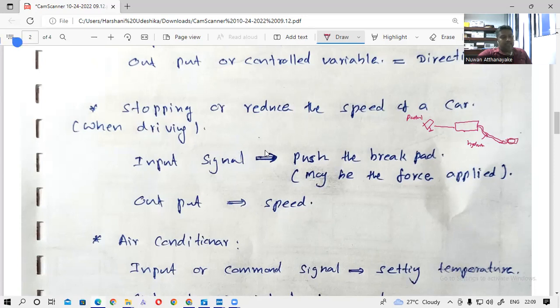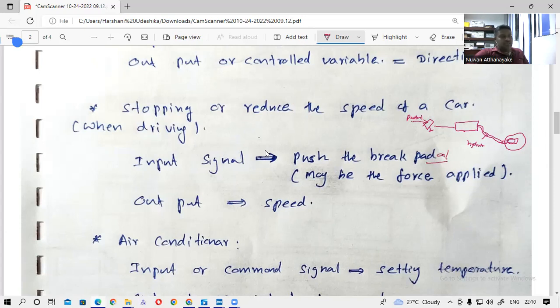That brake pad will touch the wheel, then it will be stopped, and we can reduce the speed. So this control system will control the speed of the car. And what is the input? Input will be the force, our push, maybe the force to this brake pedal.